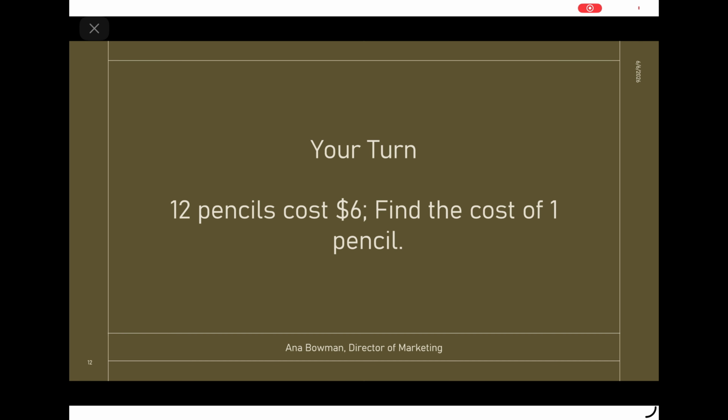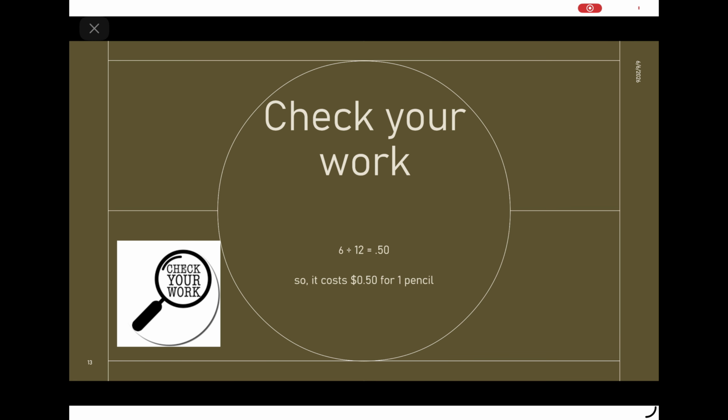Now, it's your turn. We went over so much information. Now let's see if you guys were taking in that information. So now instead of sodas, we have pencils. So 12 pencils cost $6. I want you to find the cost of 1 pencil. You can either use division or scaling, and we're going to give you guys a few seconds to do the work. So let's check. So 6 divided by 12 is 0.5. So once again, the pencil costs 50 cents, the same as a soda. Who knew? Yep, check your work. 6 divided by 12 is 0.5, so it costs 50 cents for one pencil.